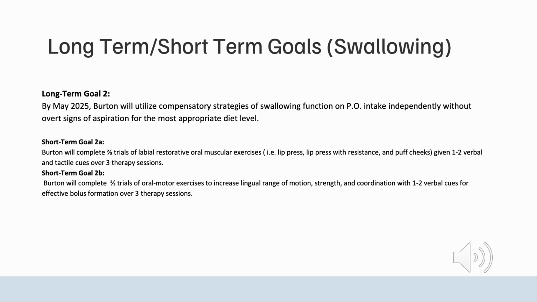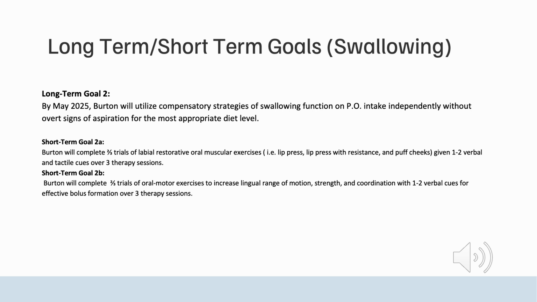The next long-term and short-term goals we have for Burton are related to his swallowing issues. The first long-term goal we set for this one is, by May 2025, Burton will utilize compensatory strategies of swallowing function on PO intake, which means by mouth, independently, without overt signs of aspiration for the most appropriate diet level. And then the short-term goals follow up to that long-term goal.